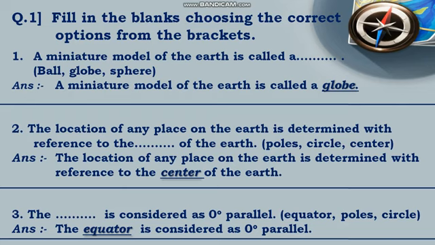Second, the location of any place on the earth is determined with reference to the dash of the earth: poles, circle, center. Answer is, the location of any place on the earth is determined with reference to the center of the earth. Third, the dash is considered as 0-degree parallel: equator, poles, circle. Answer is, the equator is considered as 0-degree parallel.